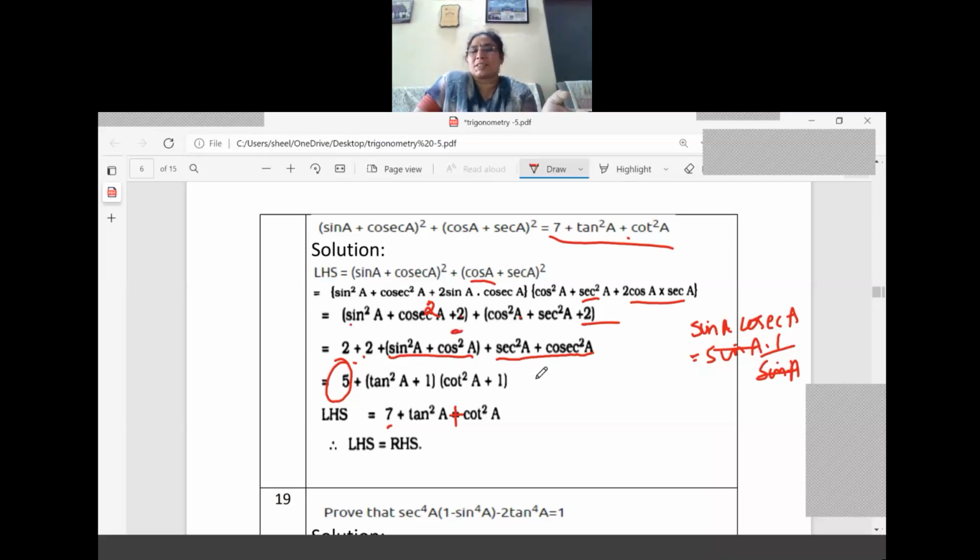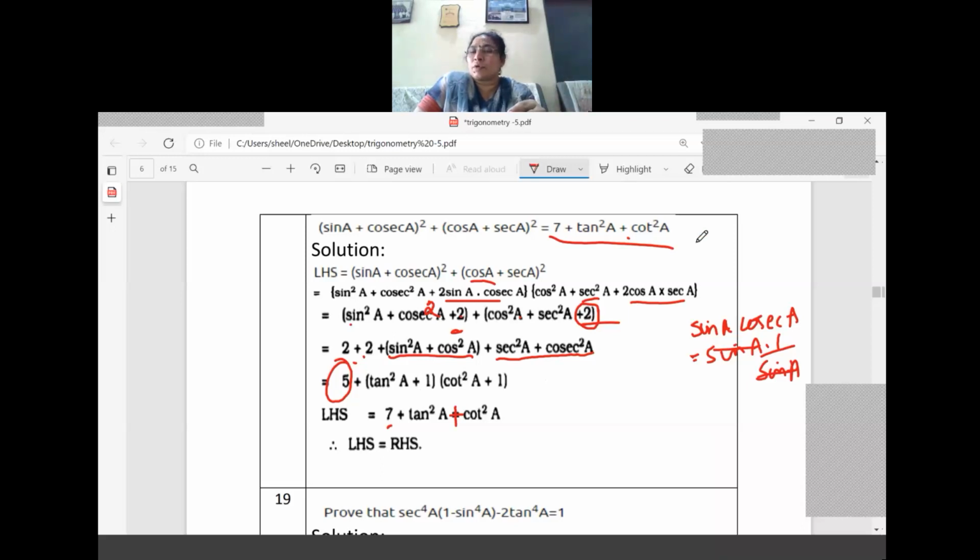After that, what is the next step? Sin square A and cosec square A we kept like that only. This side, 2 sin A cosec A, we used the reciprocal function rule. So 2 into 1, we got 2. Similarly here also, cos A and sec A are reciprocal functions, there also we got 2. So already we are having 4. Now we are arranging the terms. Sin square A plus cos square A is equal to 1 only. So 4 plus 1 equals 5.